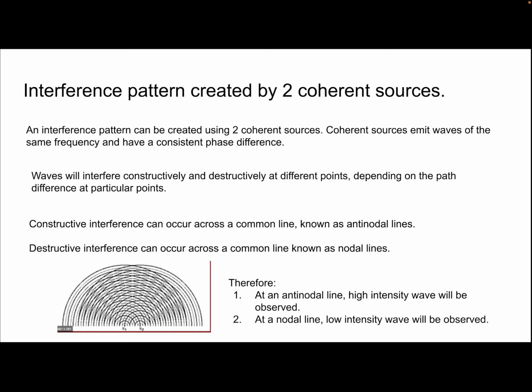Like I just said, at an antinodal line a high intensity wave will be observed. So this will be a very loud sound, or a very bright fringe. And at a nodal line, a low intensity wave will be observed. So this would be a dark fringe if we're talking about light, or a very quiet sound if we're talking about sound.